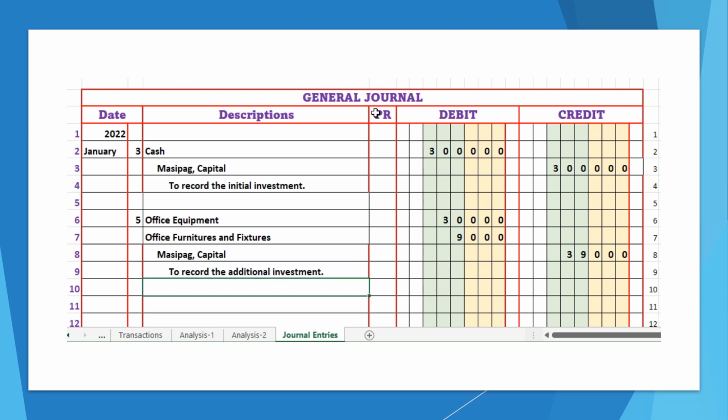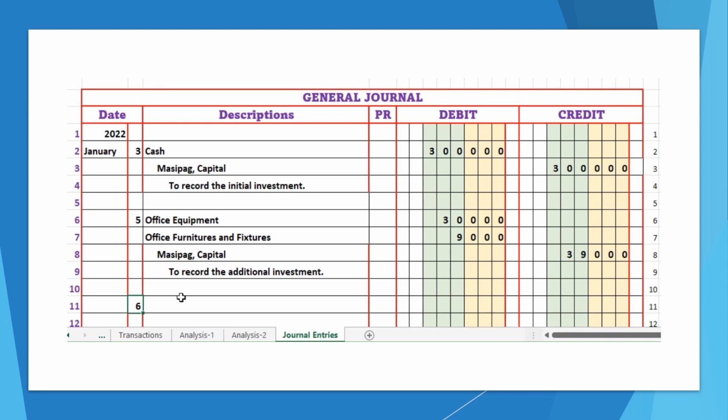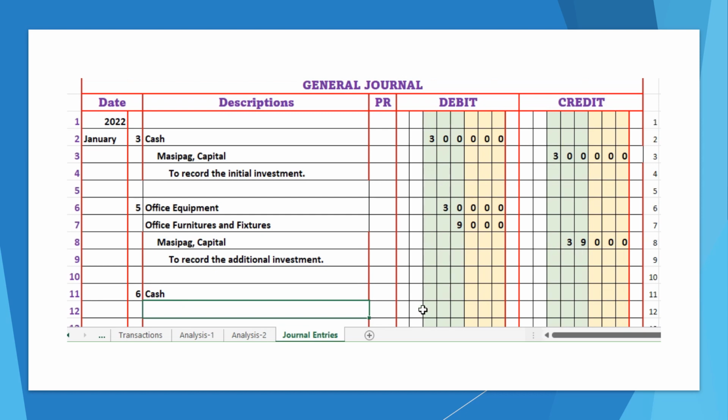Okay. And then next is on January 6. Okay, let's go to our analysis. January 6, what happened? The business borrowed money from Co-op Bank, 360,000. So, we're going to debit cash and credit loans payable. Okay? So, 6 is cash for debit of how much? 360,000. So, we can copy this, the same place value, and then edit the amount.